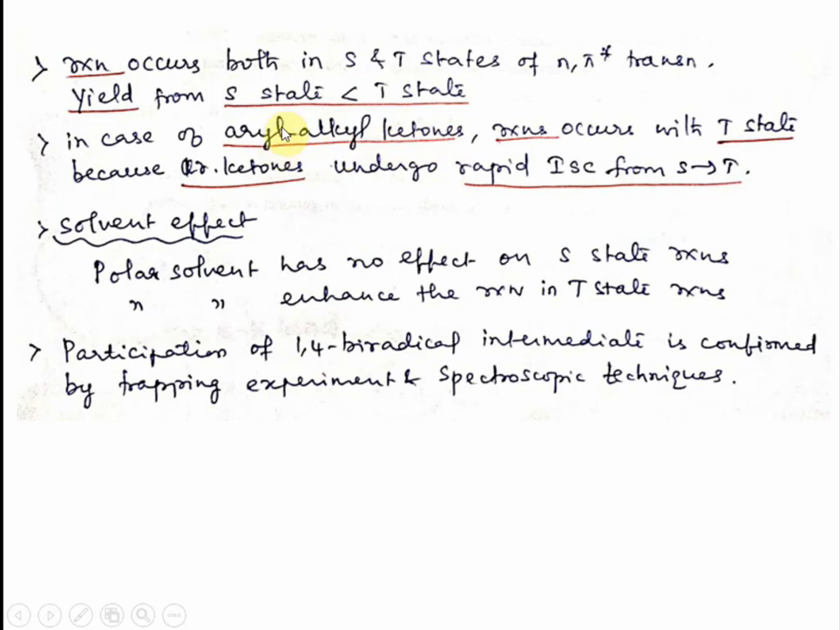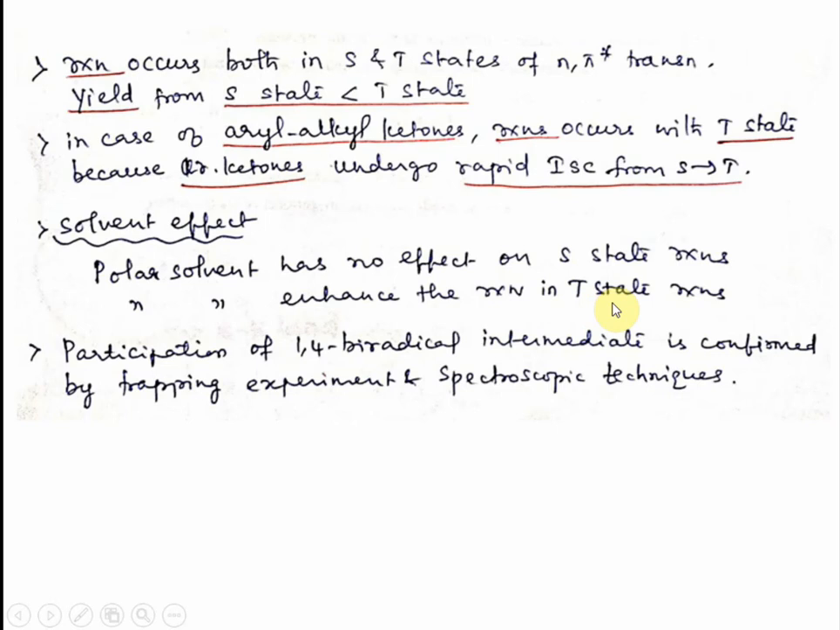But first the reactant in presence of light gets excited to singlet excited state, that is S1. Then usually these aromatic ketones rapidly undergo intersystem crossing from S1 to T1, and from T1 the reaction will proceed and there will be a formation of product. Coming to solvent effect, polar solvent has no effect on singlet state reactions. That means if the reaction is carried out in polar solvent, there is no increase in rate of the reaction if the reaction occurs at singlet excited state.